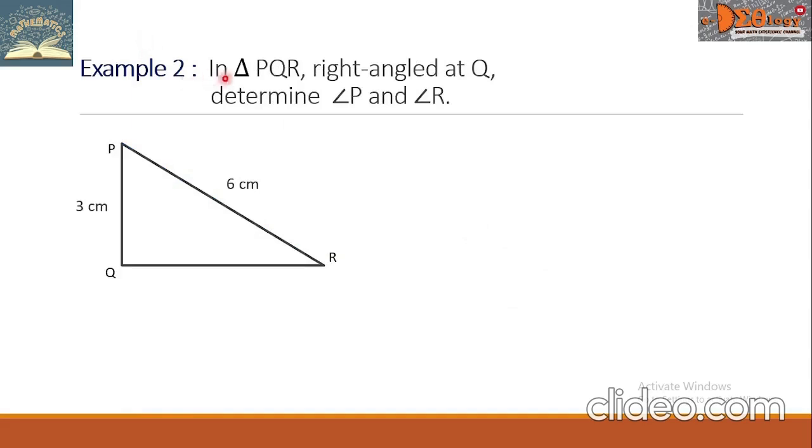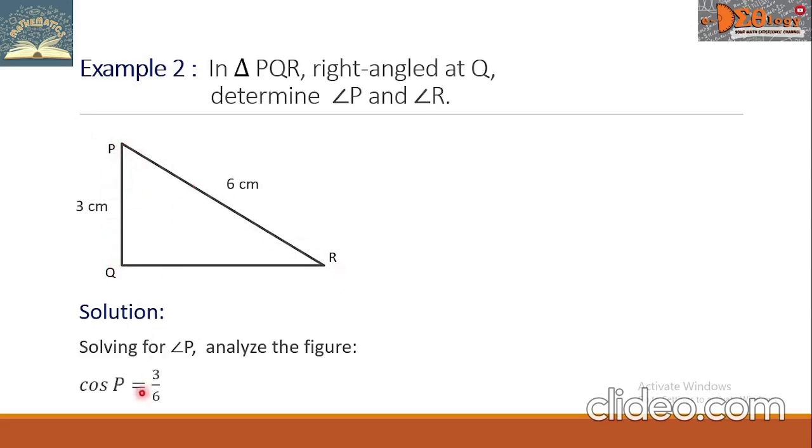Example 2. In triangle PQR, right-angled at Q, determine angle P and angle R. We can see here that the side PQ is 3 cm and the hypotenuse is 6 cm. Let us solve for angle P. The angle P is here. Let us relate the angle P with regard to the given sides. The sides are the adjacent and the hypotenuse.